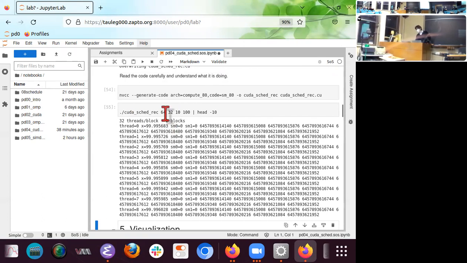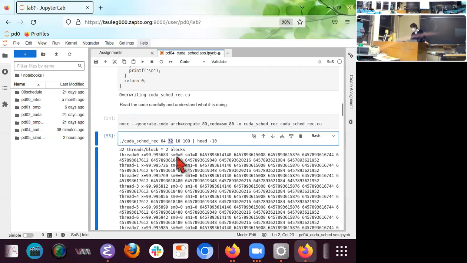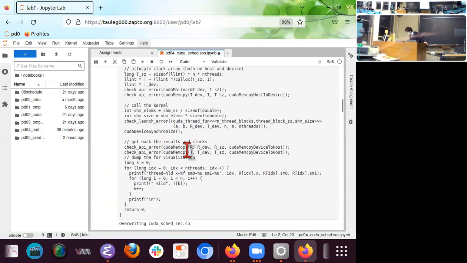These first two parameters give the total number of threads, which is 64 in this particular command line. 32 is the next one, the number of threads in a single thread block. So it is the thread block size. And the next two parameters, 10 and 100, specify how long each thread should run. With that, let me get into the code a little bit.